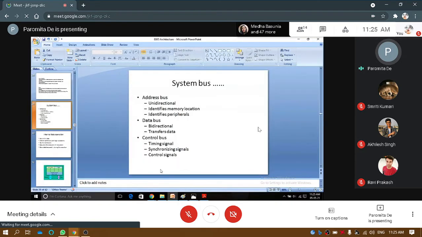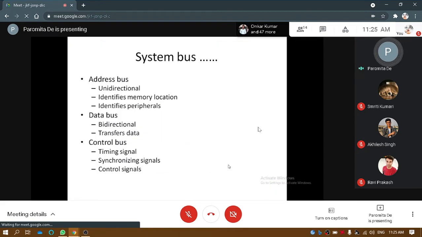So again, summarizing the whole thing: the address bus is unidirectional, and its role is to identify the memory location or the peripheral. The data bus is bidirectional and will transfer the data. The control bus gives the control, timing and synchronizing signals. The address bus is doing the first step, identifying the peripheral. The data bus is doing the second step, carrying the data bits to the places.